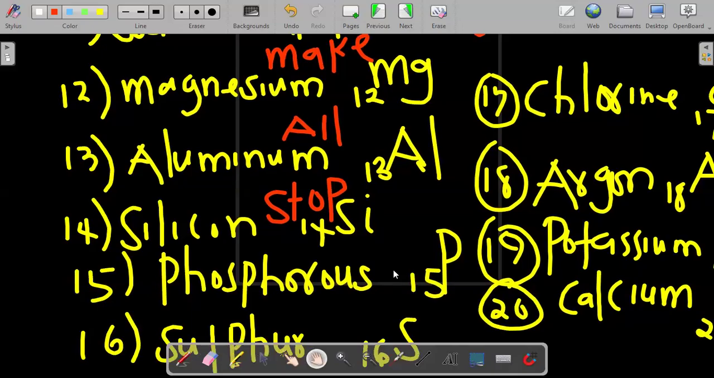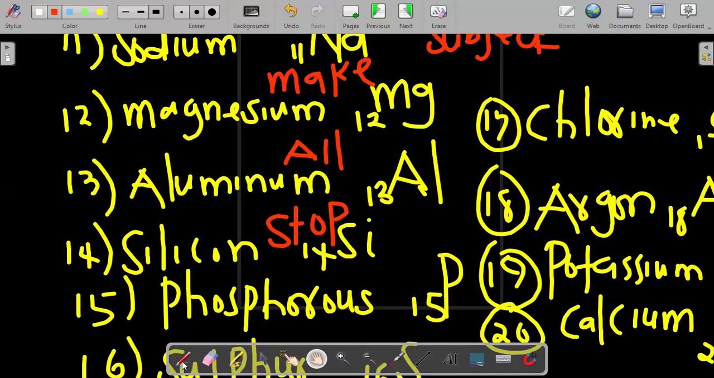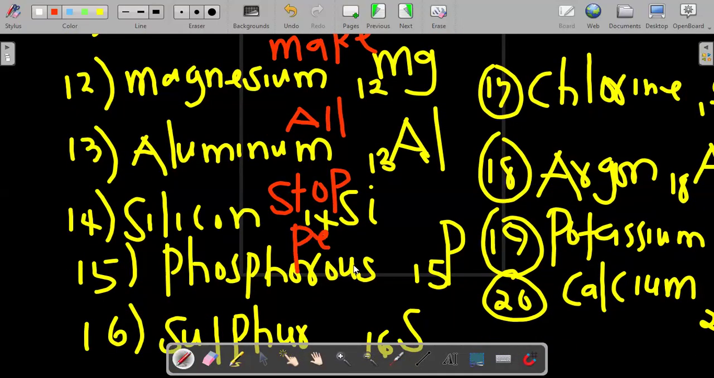Then for phosphorus, they use "people". Something is missing, so it is supposed to be silicon. Okay, make all stop people for phosphorus.